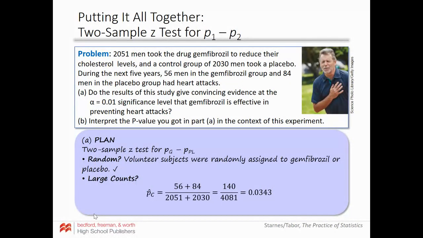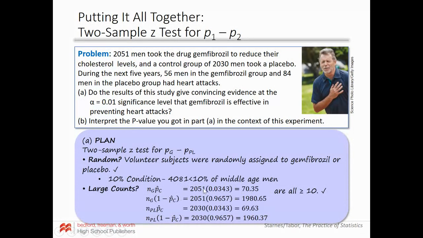We're going to do our plan. So we have a 2-sample z-test. I state the name of the test and then check my conditions. Volunteer subjects were randomly assigned to the two groups. And I'm checking my large counts. I'm going to find my p hat c, that pooled proportion, which is what I end up using. So I do my large counts, n times p hat c. Again, I show my work. I state the variables I'm using, then show the work, then multiply them together to get 70.35. I'm going to do that for all 4, and I see that they're all larger than 10.